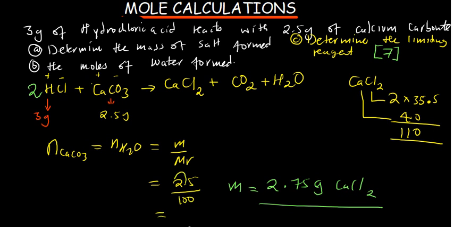So we're going to have a 0 there and the 0 here. So the answer is just 0.025 moles. These are the moles of water that are going to be formed.